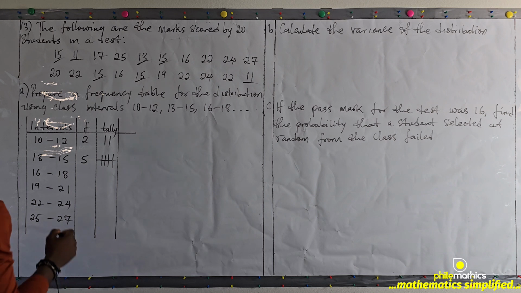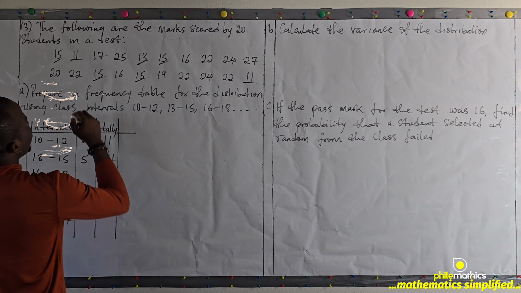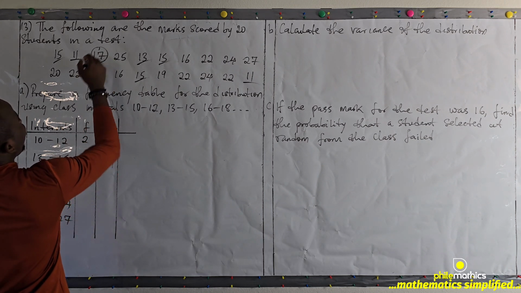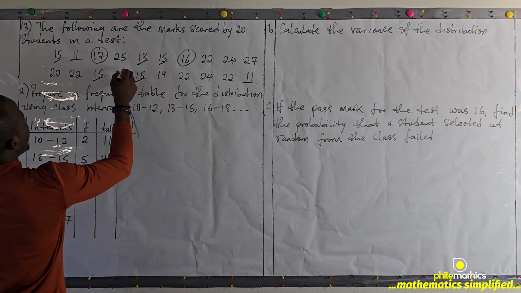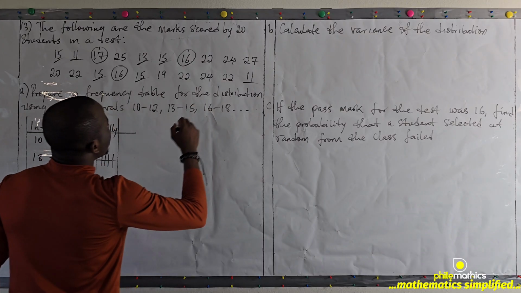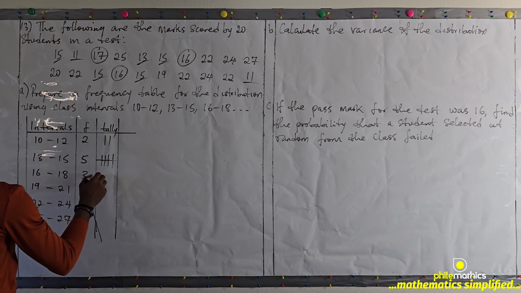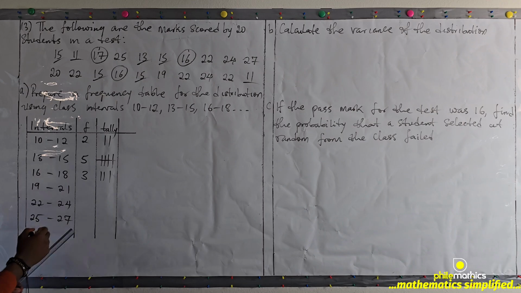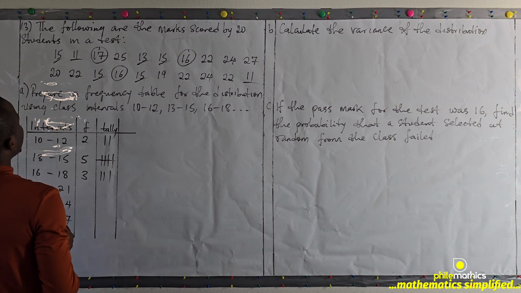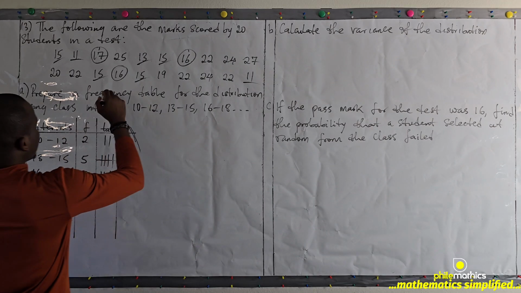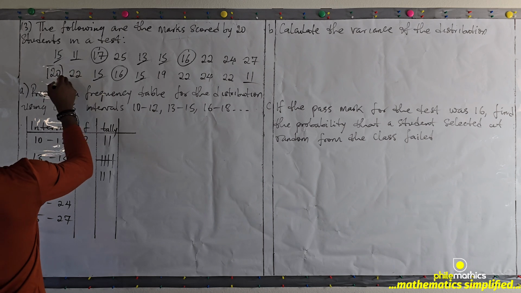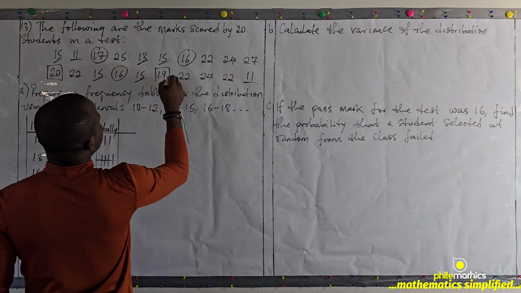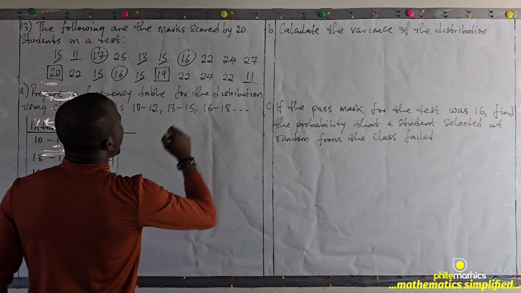From 16 to 18, let's circle it. 16 to 18, 1, 2, 3. We have 3. This is just 1, 2, 3. From 19 to 21, let's draw square. 19 to 21, 1, 2. We have 2.